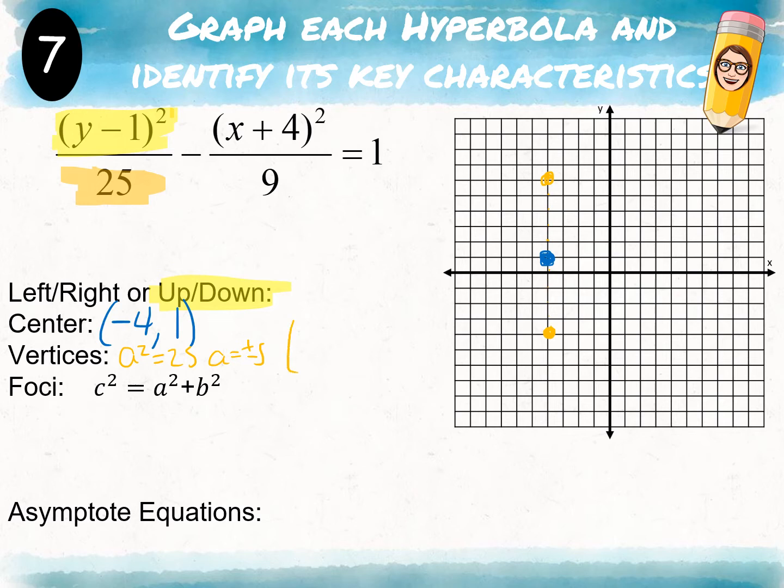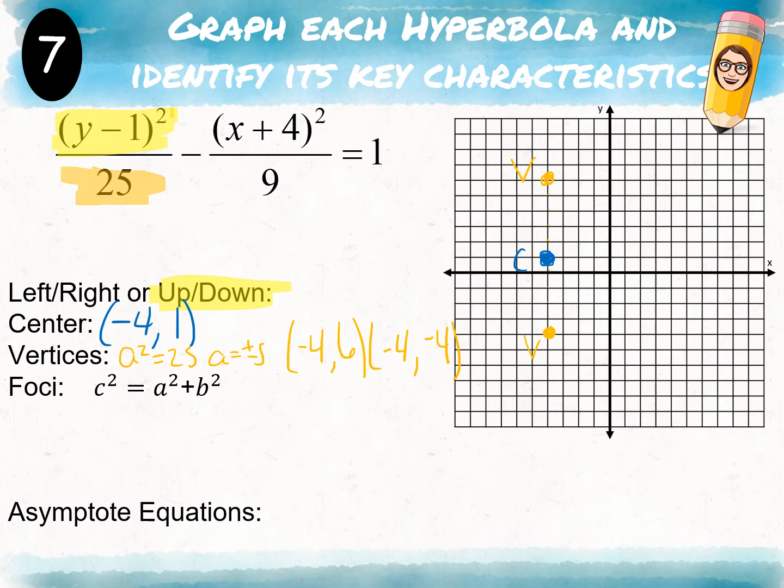We want to write these as points. So my x value is the same as my center, right? It's still at negative 4, but vertically 1 plus 5 is 6, but I also plotted and could count. And I'd have 1 subtract 5, which is negative 4, or I could just look at what I drew there as well. So those are my vertices. I'm going to label the center as well.